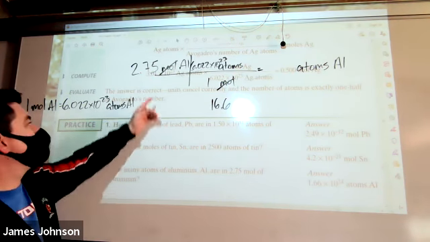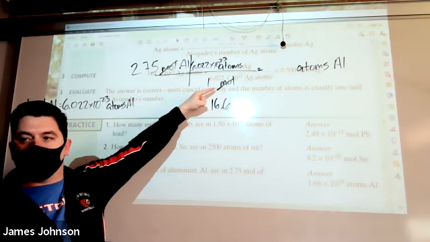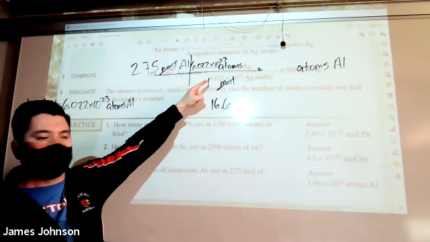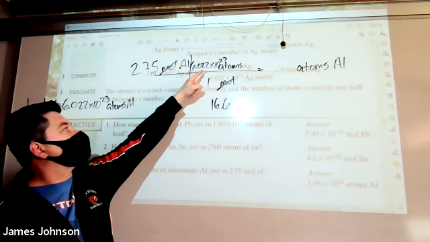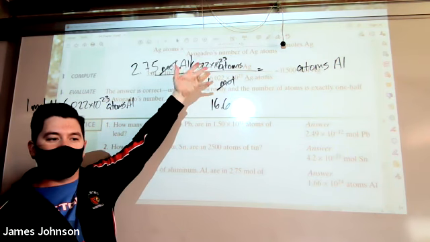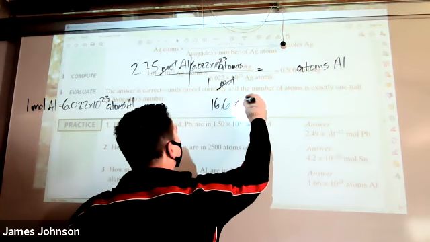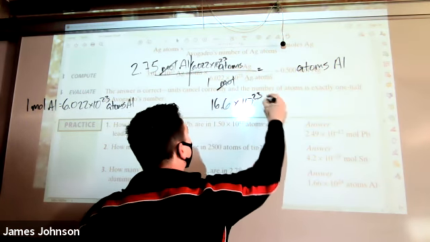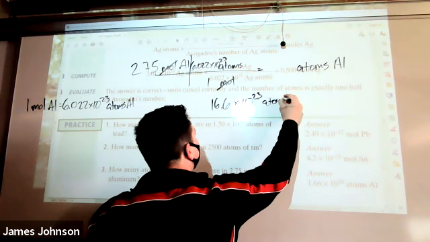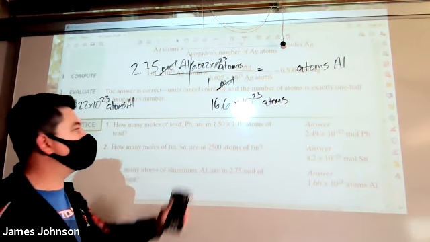And check this out. There's no exponent over here. There's no exponent over here. So it's like nothing plus 23, 23 minus nothing. So it just stays times 10 to the 23rd atoms. But this is not appropriate scientific notation.